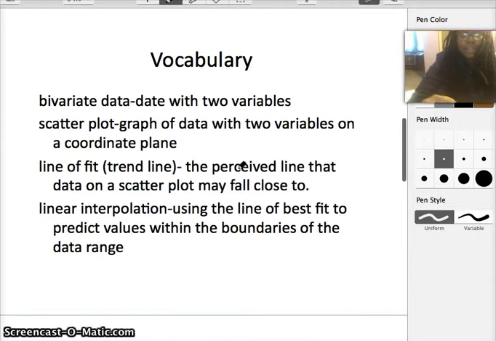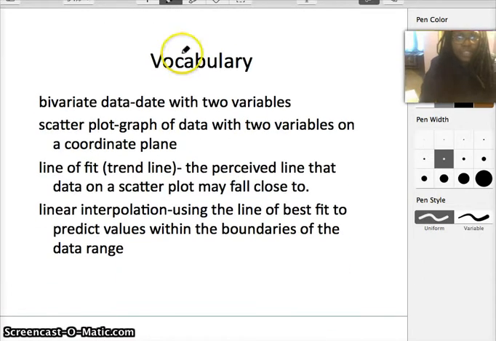Let's take a look at some vocabulary. Our vocabulary today has 4 terms. The first term is bivariate data. It's data, not date. Sorry about that. It's data with 2 variables. So basically, anytime you're comparing 2 things, height, weight, X's and Y's, that's called bivariate. You've got two pieces of information that you're working on.